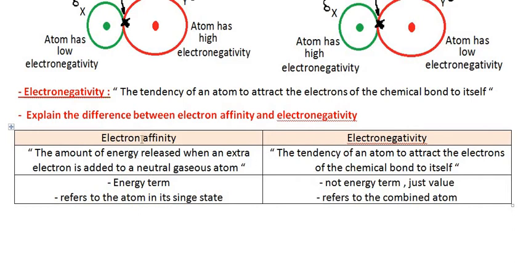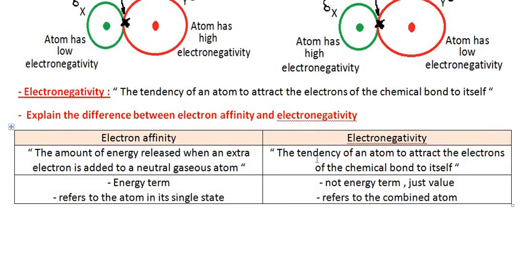Okay, so you must understand the difference between electron affinity and electronegativity. Electron affinity is the amount of energy released when an extra electron is added to a neutral gaseous atom, and this is expressed in energy, so the unit here is joule or kilojoule. It refers to the atom in its single state. Okay, the atom alone.